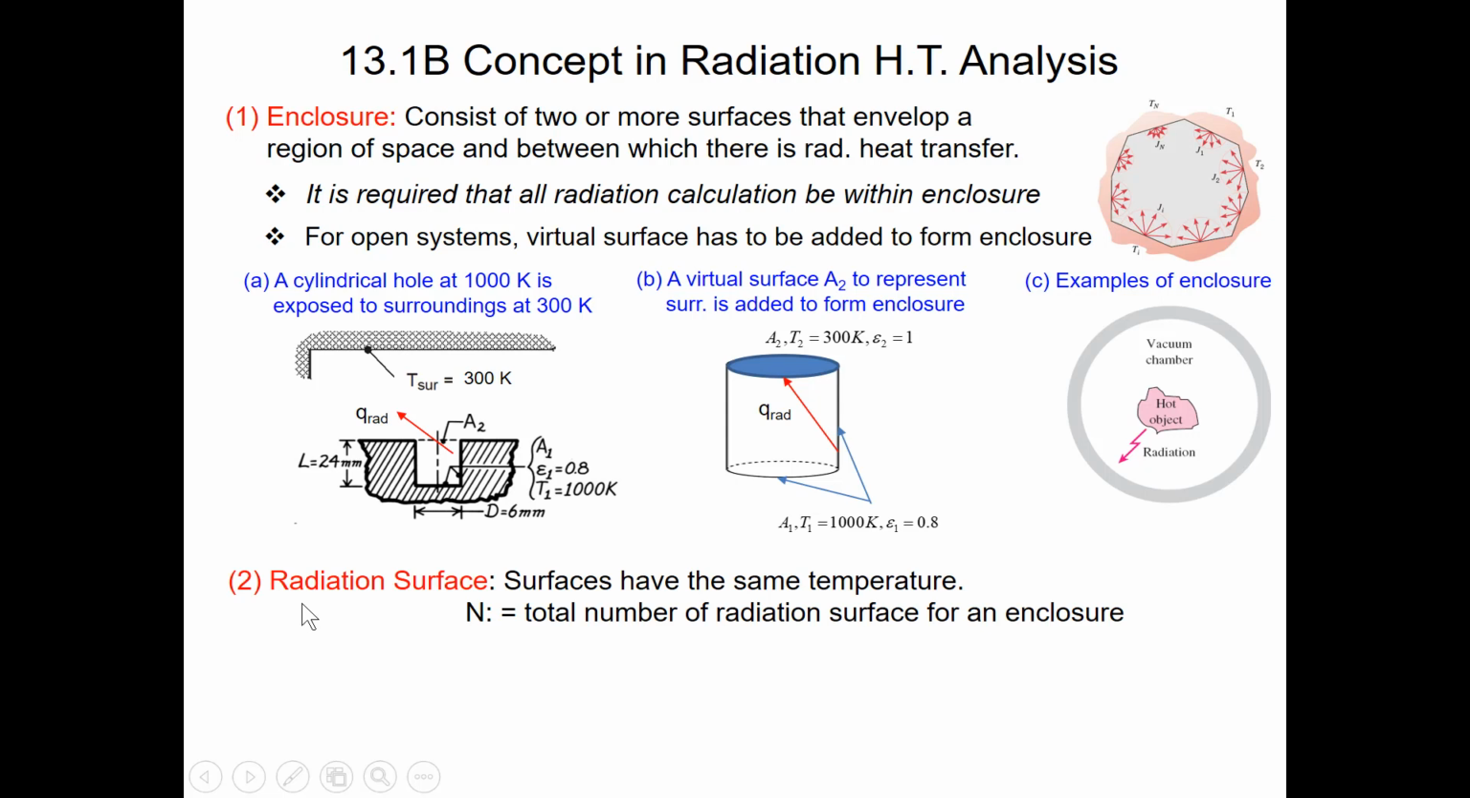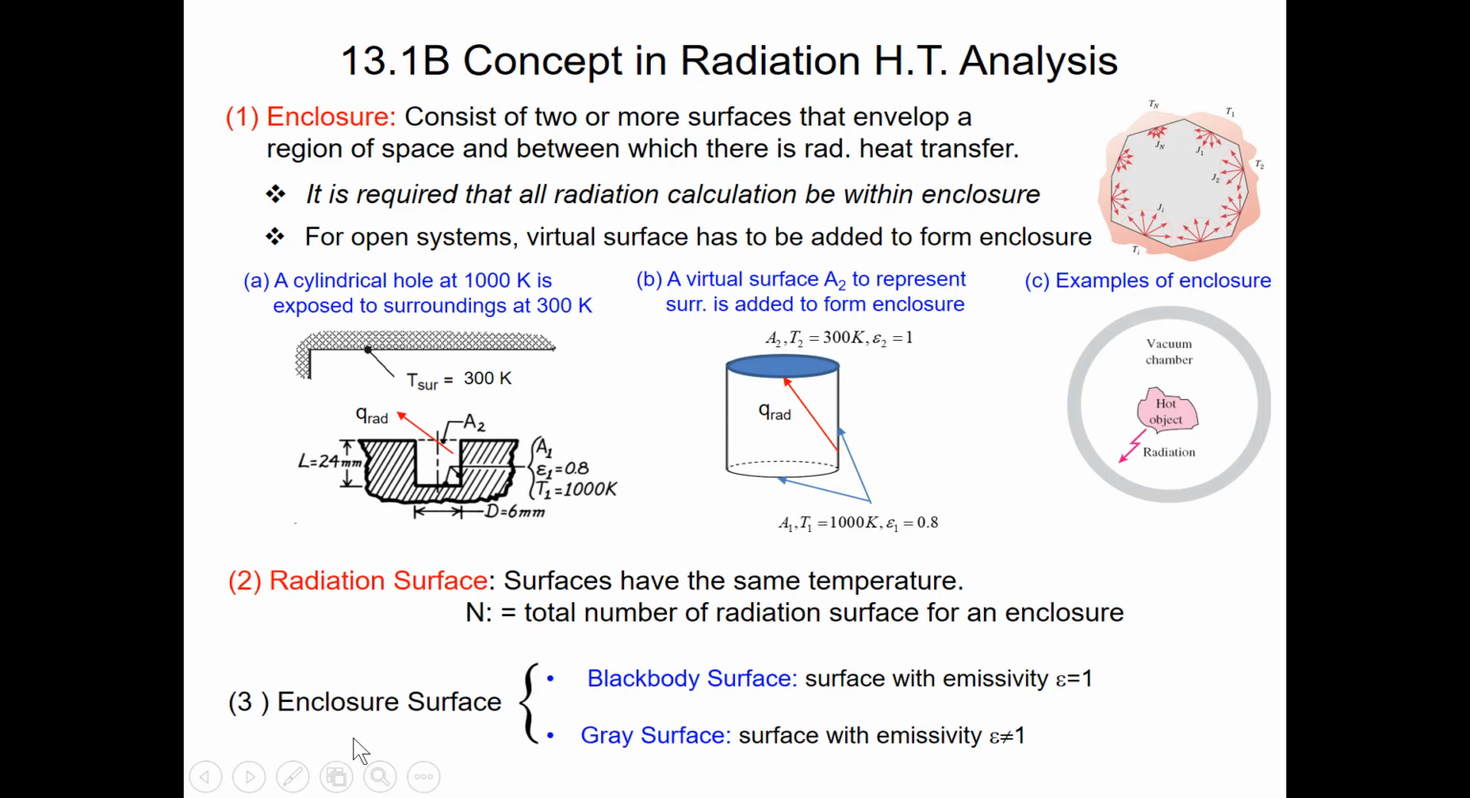The second concept is radiation surface, which is surfaces that have the same temperature. For example, for this cylindrical enclosure, there are three physical surfaces: the top, the bottom, and the side. Since the bottom and the side surfaces have the same temperature, they are counted as one radiation surface. As a result, the total number of radiation surfaces for this enclosure, N, is 2.